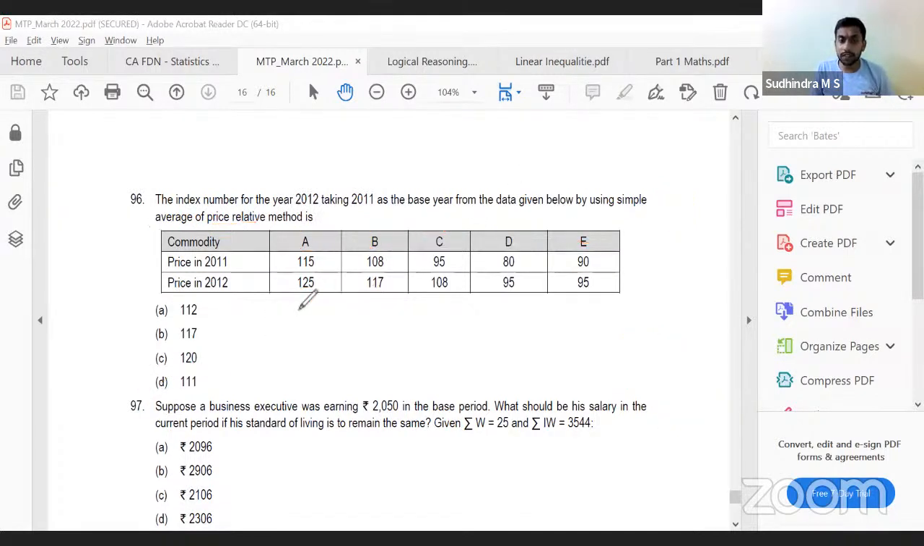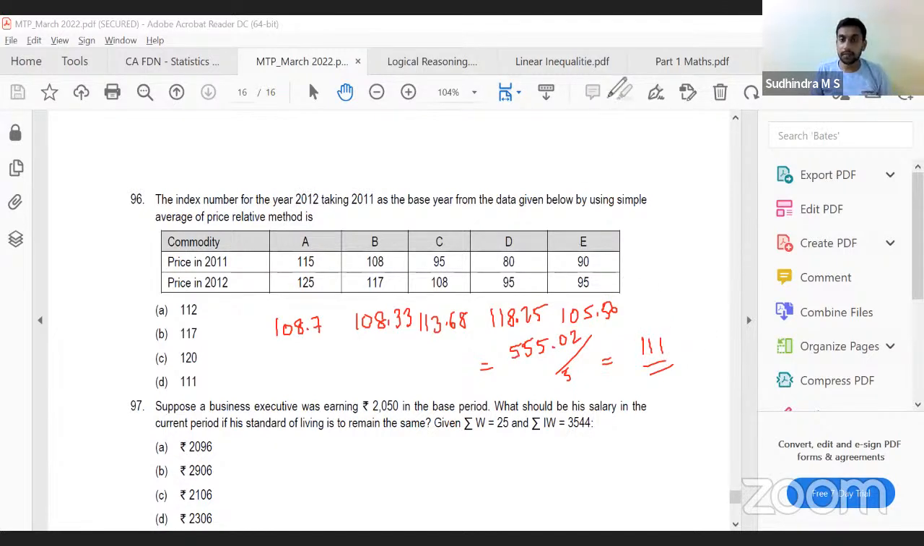So the price relatives that we get here are 108.7, then 108.33, 113.68, and 118.75, 105.56. So these are the different price relatives that we get. Total is 555.02 divided by 5, which is 111.